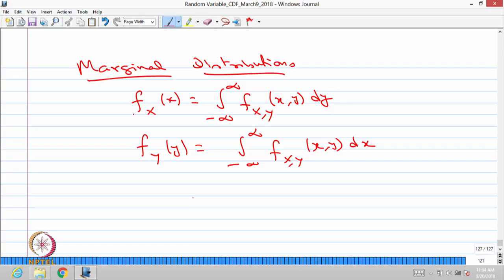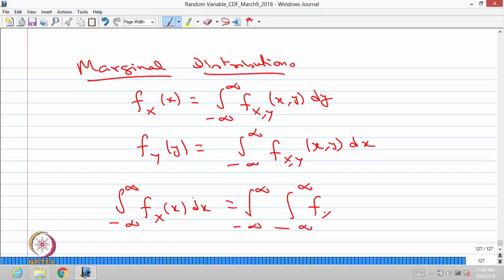One can verify how this is going to be the probability density function of x and how this is going to be the probability density function of y, because this function f of x is always greater than or equal to 0, and if you integrate from minus infinity to infinity the probability density function of x, that is a double integration from minus infinity to infinity of the joint probability density function of x comma y. Therefore we know that the double integration from minus infinity to infinity of the joint probability density function is going to be 1.